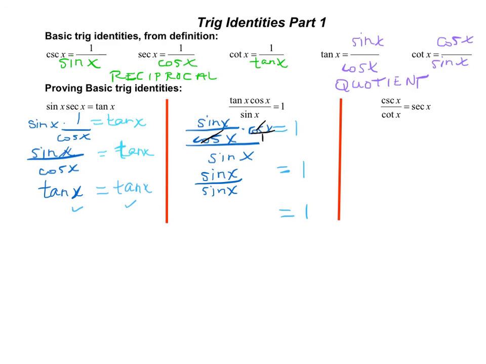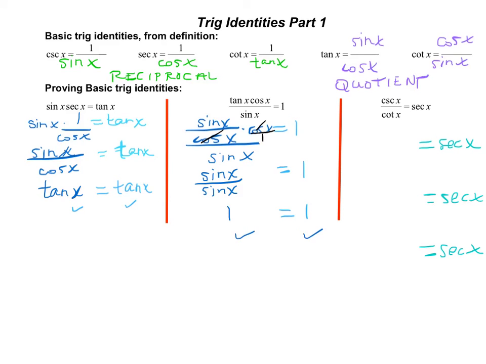Hopefully you thought or said 1, and so this becomes 1, and we are done with that identity. Let's move to the next one. Again, I'm going to go ahead and bring down equals secant x equals secant x equals secant x. It may take 3 steps, it may take more, it may take less. I just wrote it 3 times for clarity's sake.